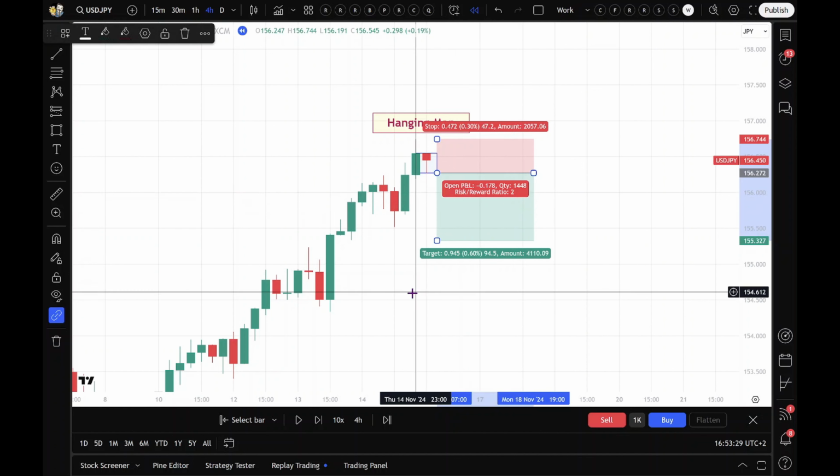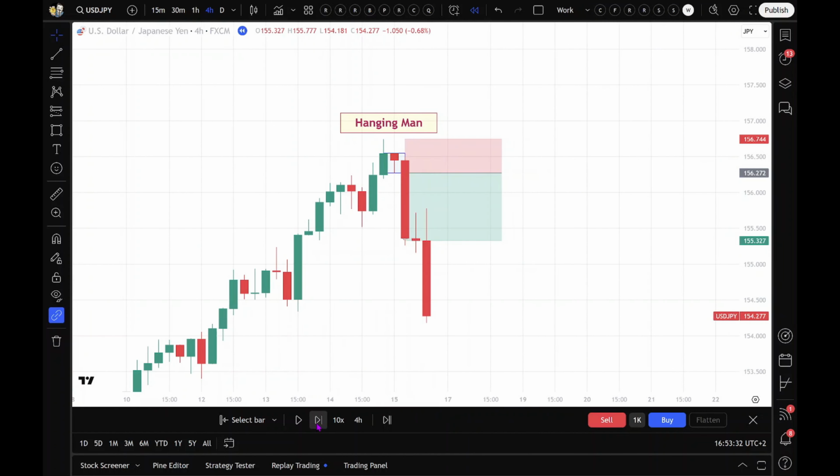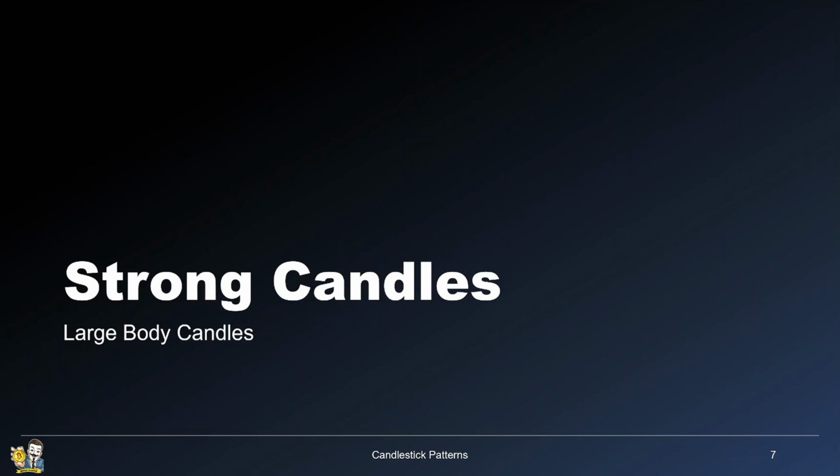Now, let's see how the price will react. This candlestick pattern was a good one, and the price strongly reversed. Our TP is reached. Alright, let's now talk about strong candles, which are candles with a large body.